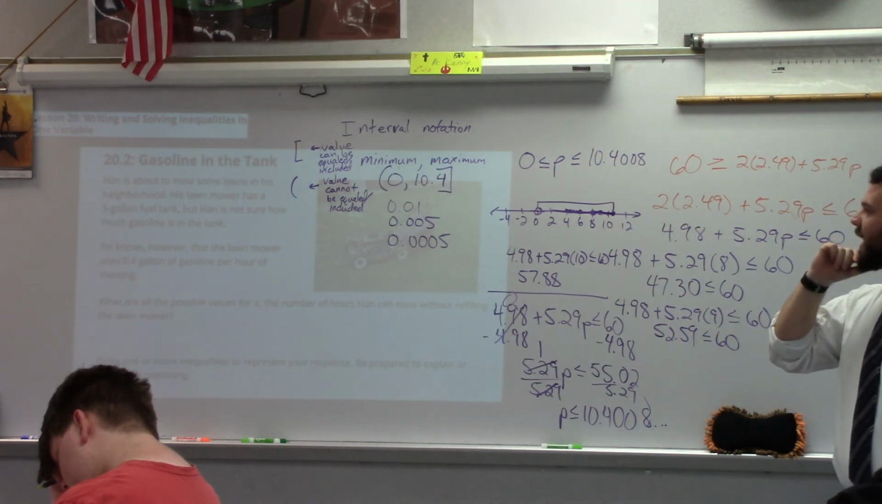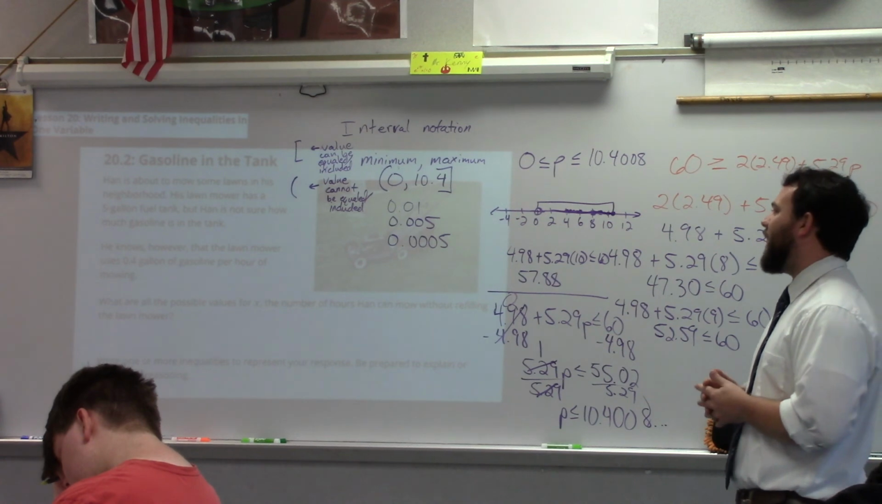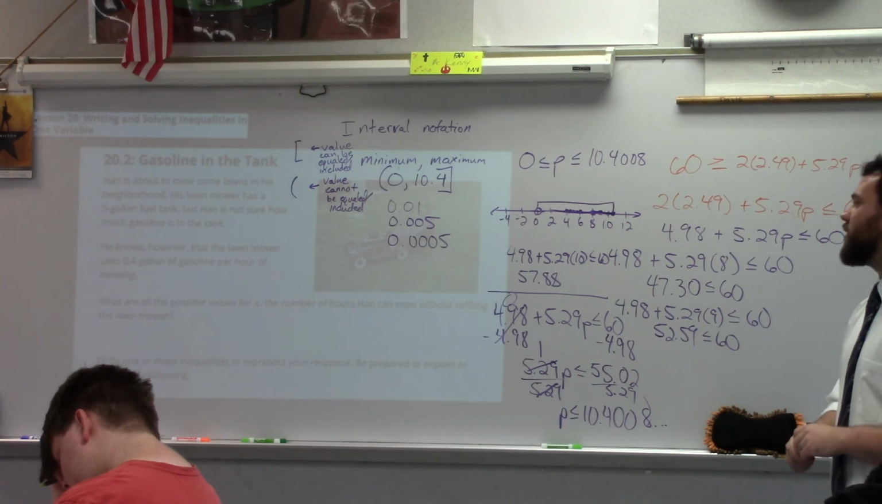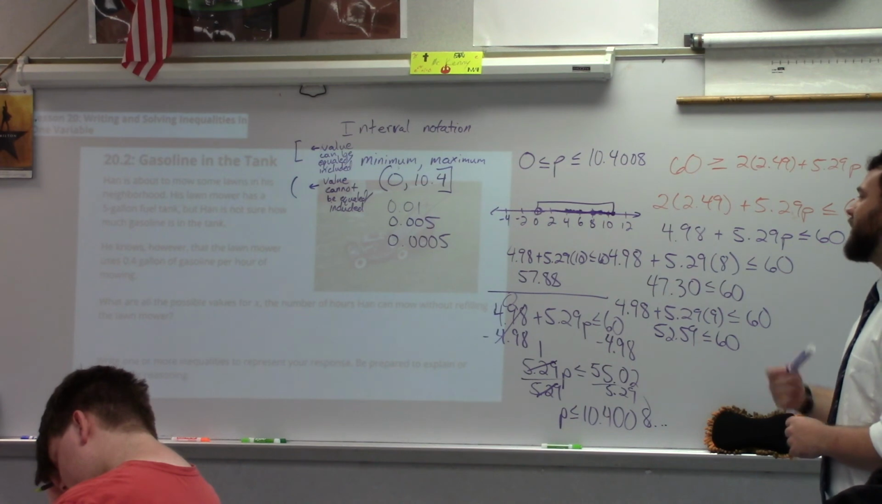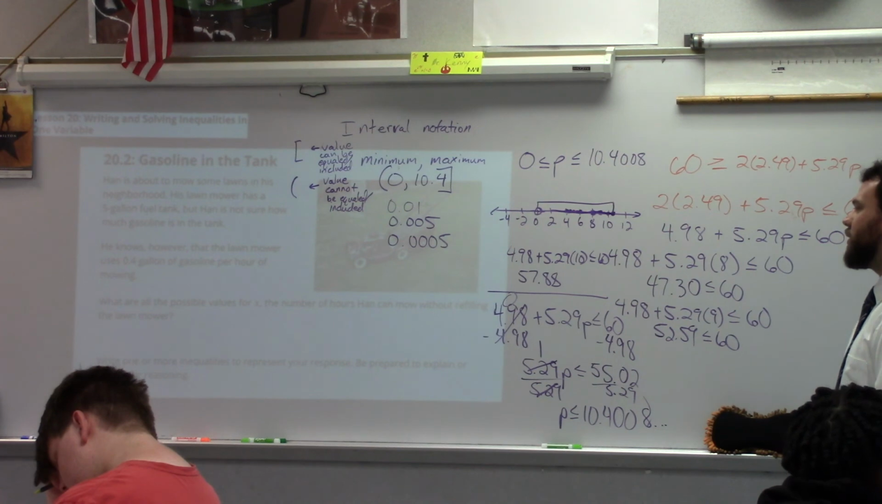Alright, 20.2, gasoline in the tank. Han is about to mow some lawns in his neighborhood. His lawnmower has a 5-gallon fuel tank, but Han is not sure how much gasoline is in the tank. He knows, however, that the lawnmower uses 0.4 gallons of gasoline per hour of mowing. What are all possible values for X, the number of hours Han can mow without refilling the lawnmower? Write one or more inequalities to represent your response. Be prepared to explain or show your reasoning.